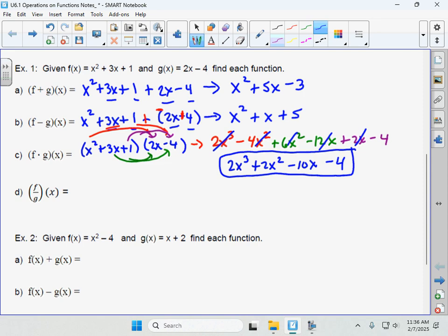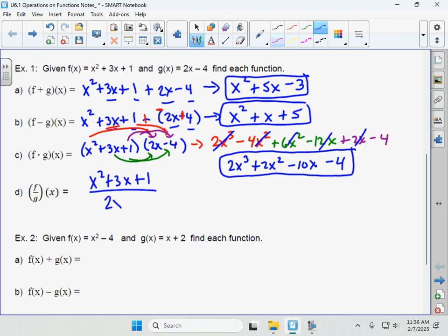All right, and then last one is division. All right, so the x squared plus 3x plus 1 goes on top. 2x minus 4 goes on the bottom. All right, now we want to try to factor x squared plus 3x plus 1. Again, it's a trinomial, so if you put 1 on top and 3 on the bottom, there's not two numbers that multiply to 1 but add to 3, so the top doesn't factor. The bottom, 2x minus 4, we can factor that. We can pull a GCF out.